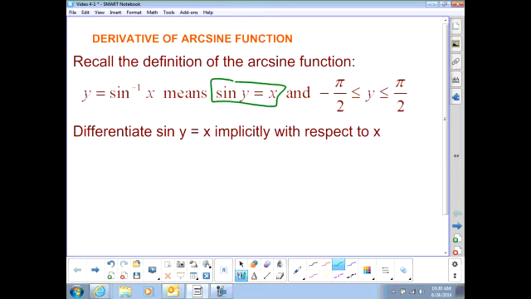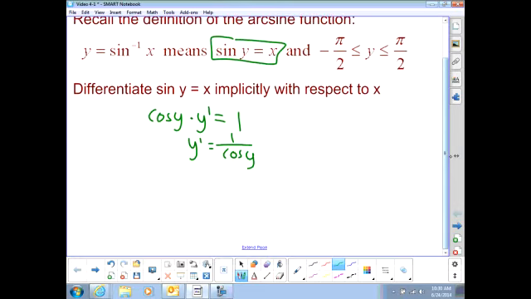So the function we're working with is y equals inverse sine x. By writing it like that, we'll now use implicit differentiation. Well, the derivative of sine y would just be cos y times y prime. And the derivative of x is just 1. So therefore, y prime is equal to 1 over cos y. But we want to try and get our derivative, our y prime, in terms of x.